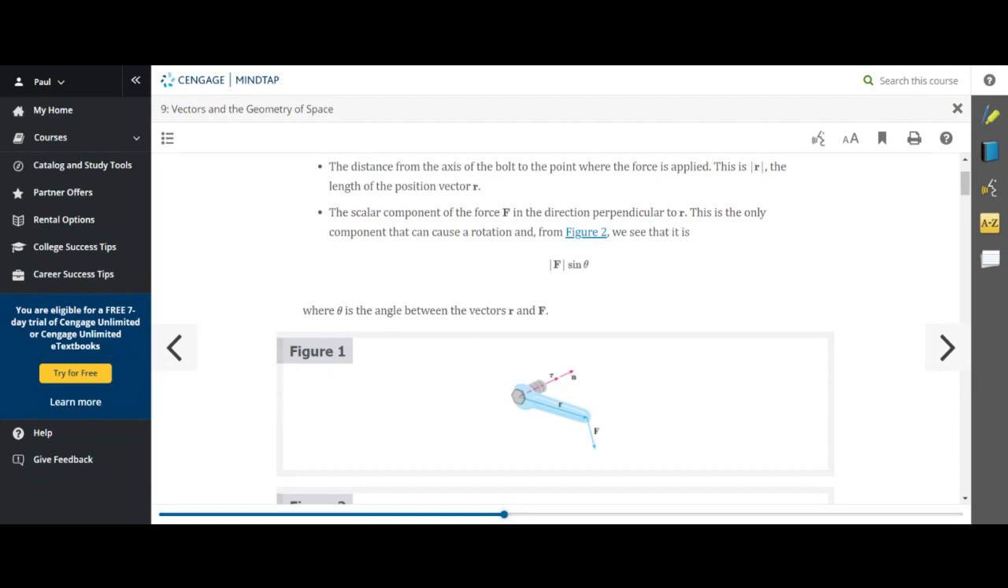Now, what affects torque? Would a bigger wrench produce greater torque? If the wrench is given by that vector R, then vector R runs along the length of the wrench. The wrench has a length, right? That's the magnitude of the vector R. Would torque be increased or decreased if the wrench were longer? Increased, absolutely.